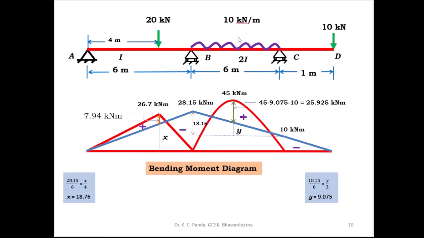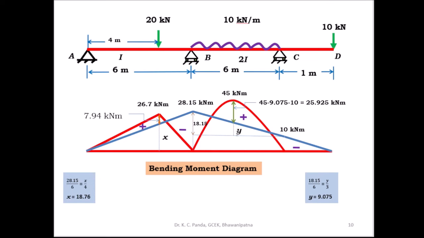Similarly, at the midpoint of BC, you can find the bending moment by taking similar triangles, because you know this total ordinate is 28.15 and this ordinate is 10 kilonewton meter. So this ordinate is 18.15, and take this ordinate as y. Take this as one triangle and this as another triangle, and find the ordinate y. So 18.15 divided by 6 is equal to y by 3. So y is equal to 9.075.